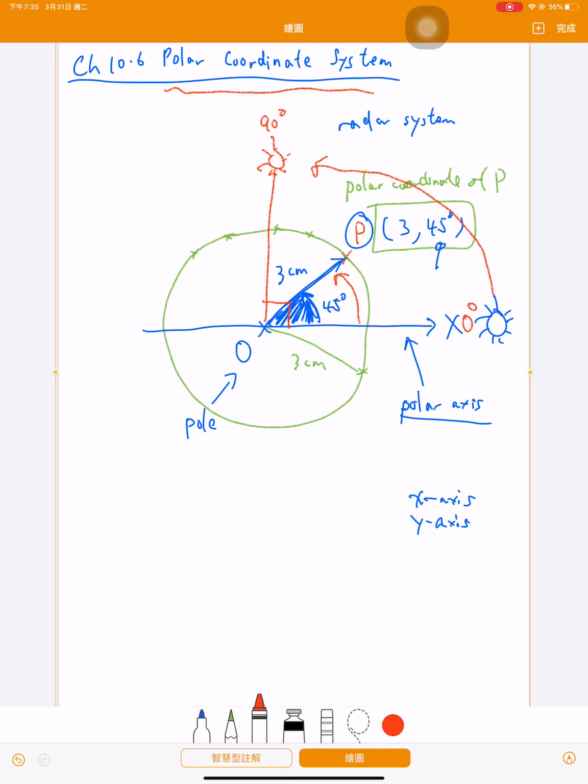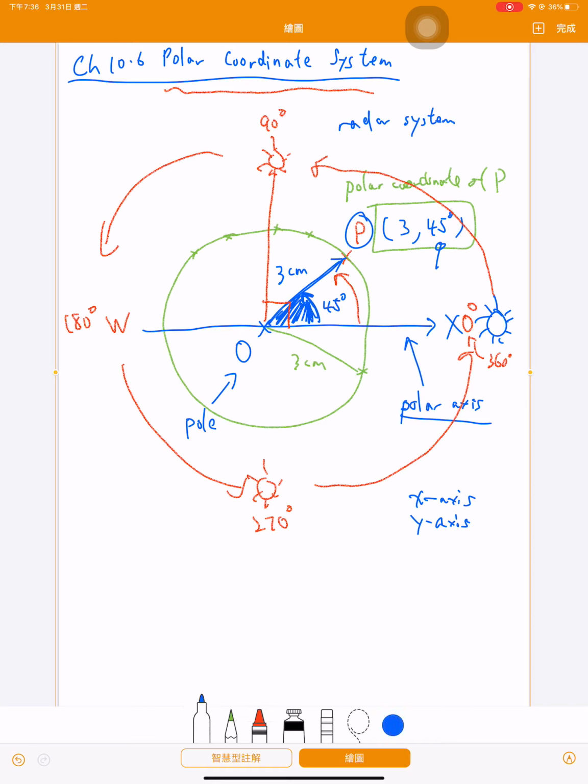When you go to the west, that is at night time, this one will be 180 degrees. I may say in the evening. And then go more, and here will become 270 degrees, and then go back. That means 0 degree is also equal to 360 degrees, right? So that is the whole picture of the polar coordinate system: the distance and the angle.